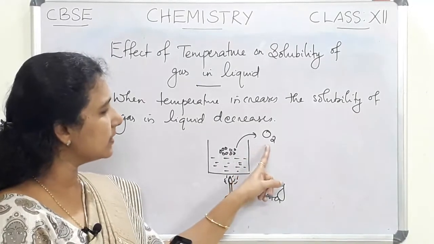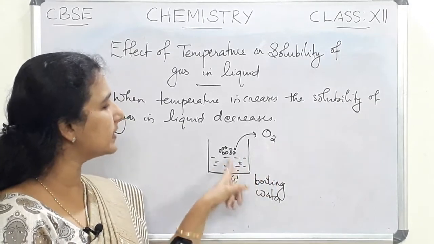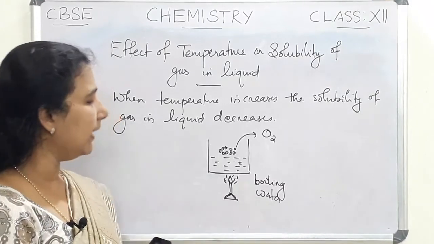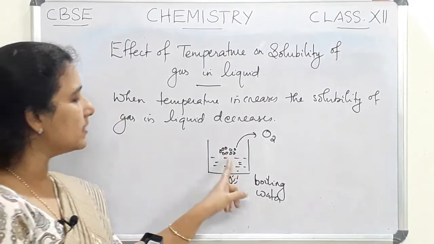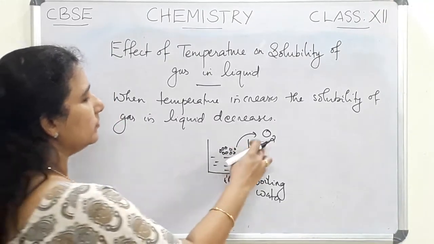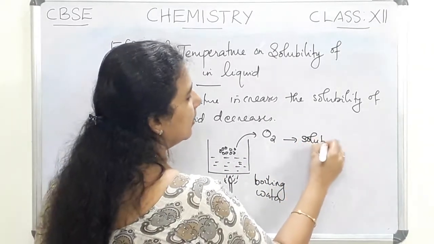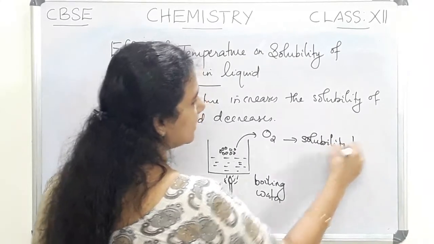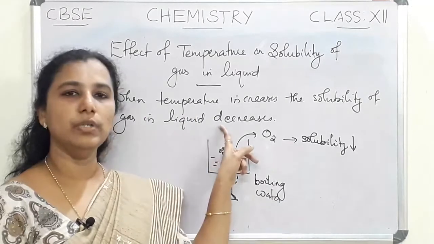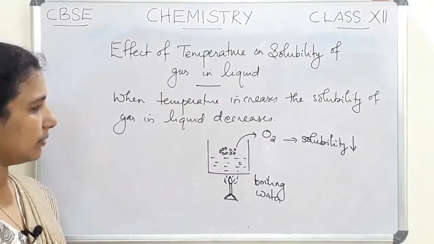That is why the oxygen bubbles are trying to escape from water when we are boiling water, or when we are applying temperature. The oxygen gas dissolved in this water is trying to escape, so the solubility of this oxygen decreases. So when temperature increases, the solubility of a gas in liquid decreases. That is the effect of temperature on solubility of gas in liquid.